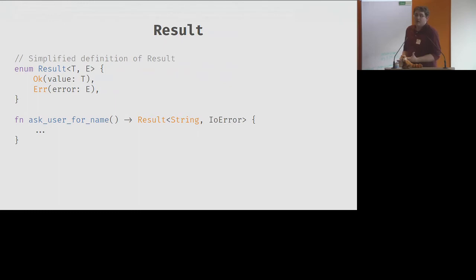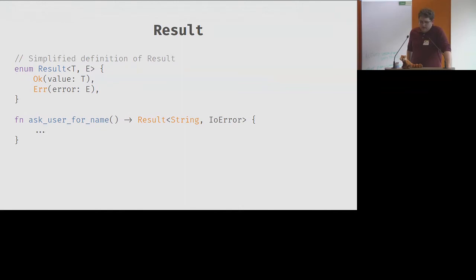This is distinct from option in that option, none, is not an error case. It just means I have no answer to give you. For result, it is something or an error. And usually errors have messages attached to them, but not always. Result is generic over T, the value, and E, the error.